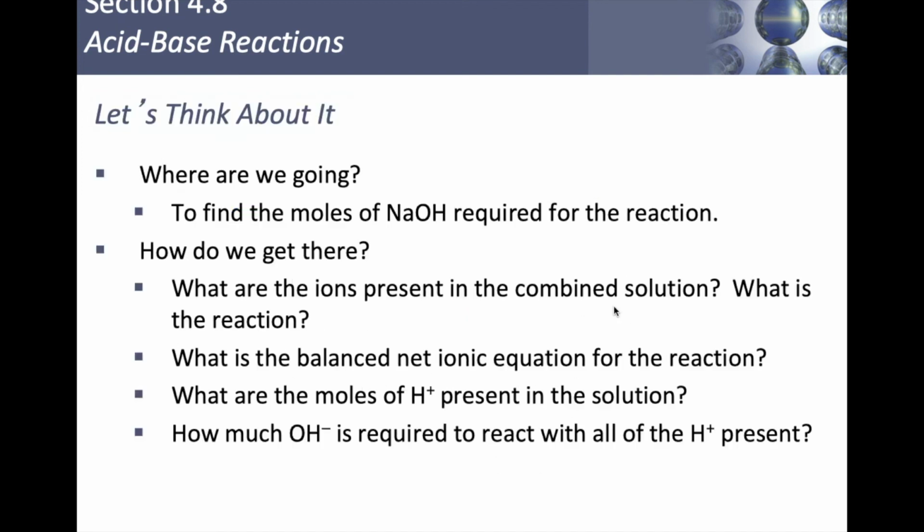So keep in mind, again, here's the thought process. Where are we going? We want to find this. How do we get there? I need to know what ions are being combined. I need to be able to balance that. I didn't even really need a net ionic equation because the net ionic equation would be kind of boring. It would just be H plus and OH minus gives you H2O. And then I need to know, again, how many moles of H plus do I have? How much OH minus is going to be required in order to react with all of the H plus. And so again, that's just part of what we do when we're solving titration-based questions like that.